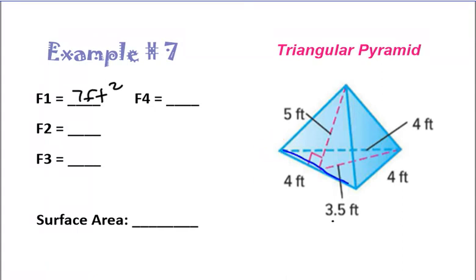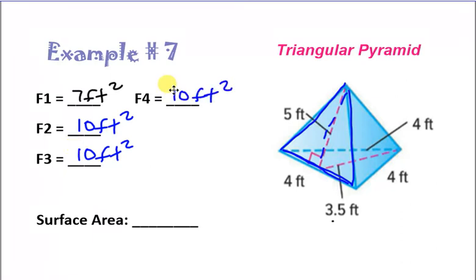So we'll look at this triangle right here that's facing us directly. And so this has a base of 4, a height of 5. So 4 times 5 times 0.5, that's going to be 10 feet squared. And that's going to be the same for all of them. When I add all these up, 7 plus 10 plus 10 plus 10, I'm going to get 37 feet squared.